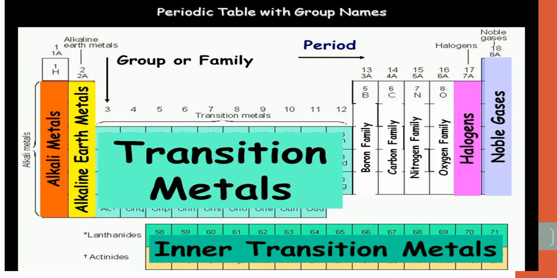In the middle of the periodic table there are transition metals, and at the bottom of the periodic table there are lanthanides and actinides, which are inner transition metals.